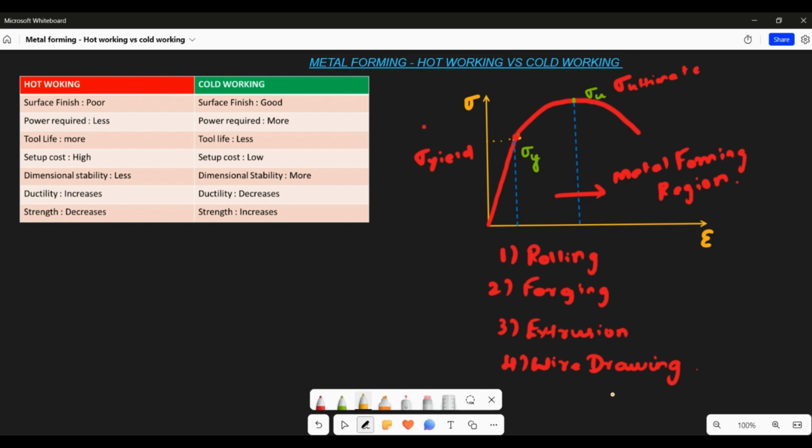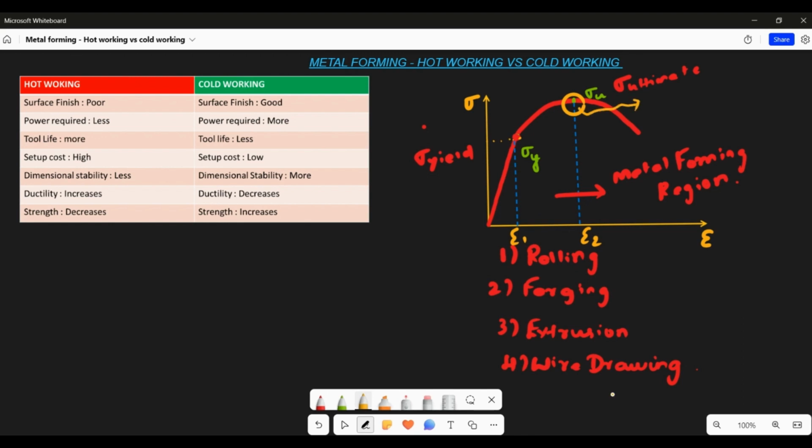Beyond that, if you apply stress, the material starts to deform. Let this be epsilon 1 and this epsilon 2. Whenever you apply stress beyond this, the material starts to yield. So this is known as the metal forming region. This sigma u is known as ultimate strength. If you apply stress beyond this, the material will start to break.